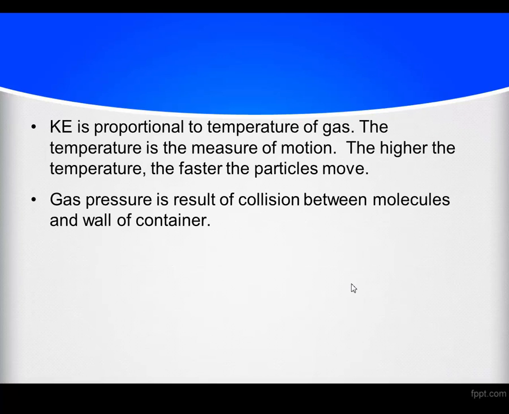So here's a couple things that I just talked about with you guys, but weren't actually on that slide. Kinetic energy is proportional to the temperature of the gas. Kinetic energy is energy of motion. So how fast they're moving, how fast they're vibrating, has to do with their temperature. The temperature is a measure of motion. The higher the temperature, the faster the particles move. So if you heat up a gas, you're going to see that the atoms and the molecules within it are moving faster. If you cool it down, the atoms and the molecules will slow down and move slower.